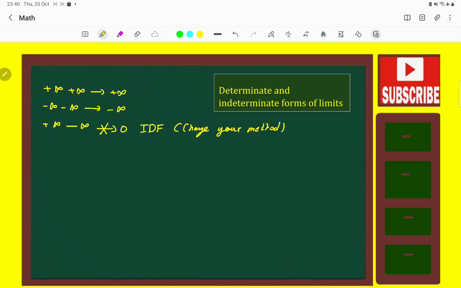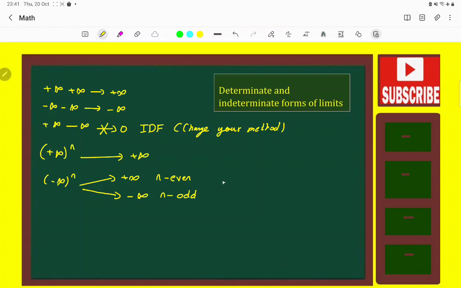So now let me continue with, if I have plus infinity to the power n, where n is a natural number, this limit will simply go to plus infinity. But if you have negative infinity to the power n, where n is a natural number, this limit will go to plus infinity if n is even, and it will go to negative infinity if n is odd.